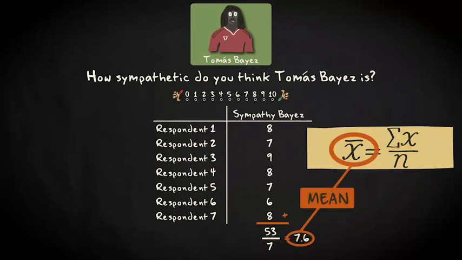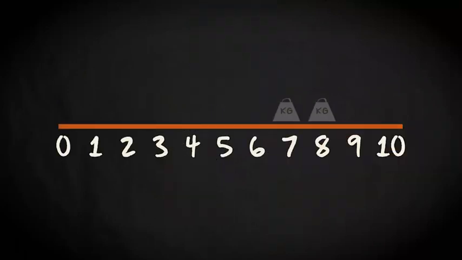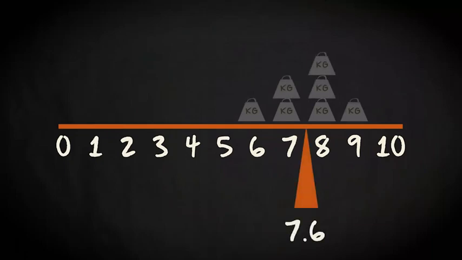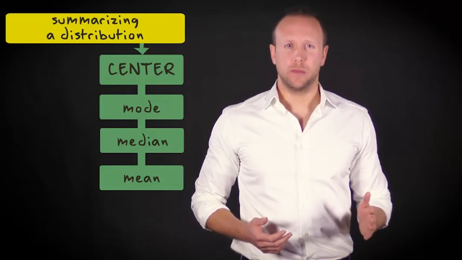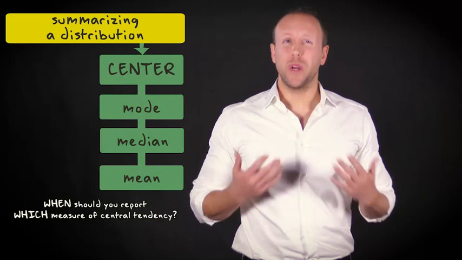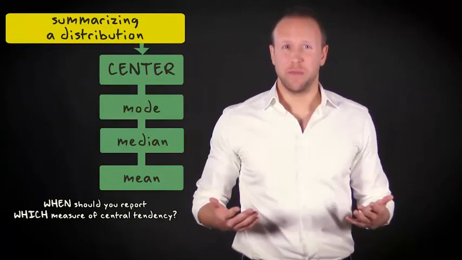The mean is 7.6. You can think of the mean as the balance point of your data. Imagine we would place weights on a balance, one for each observation. Then the mean is the point on the balance where the total weight on the one side exactly equals the weight on the other side. You're quite familiar now with the 3 M's, and you can easily compute the middle of a group of scores in various ways. But when should you report which measure of central tendency?